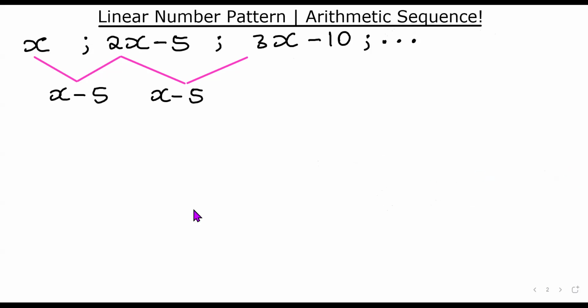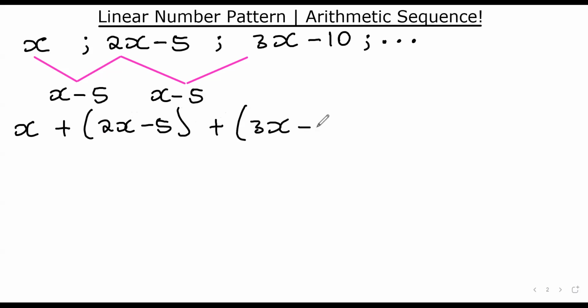Now I have to add those terms and equate the sum to 63. So I say, okay, fine, this is the first term. I add this to the second term. I add this to the third term. Well, the brackets are not really compulsory. They're not really necessary, honestly speaking. It's just for formality to show that it's 3 different terms, but even if they are not there, the meaning is not compromised. It still means exactly the same thing. But it's always nice if you put your brackets.